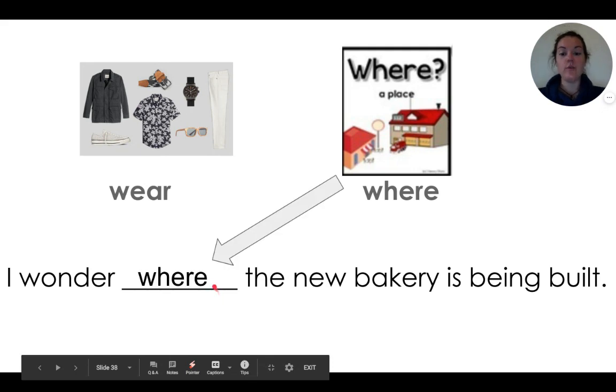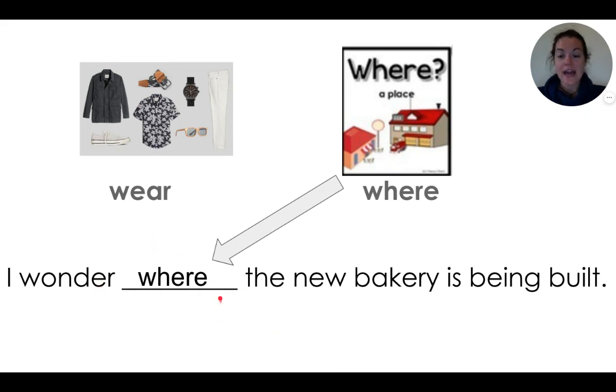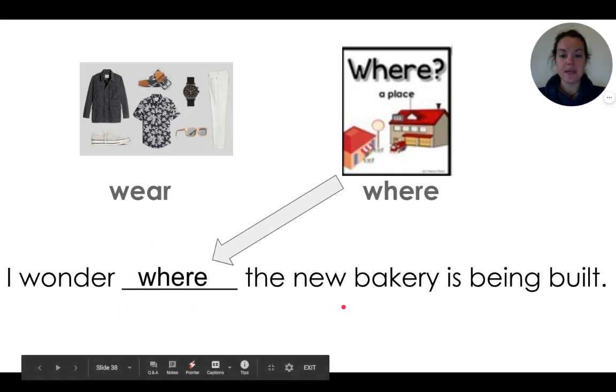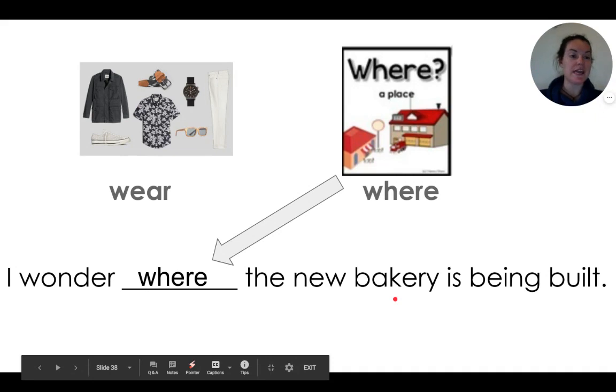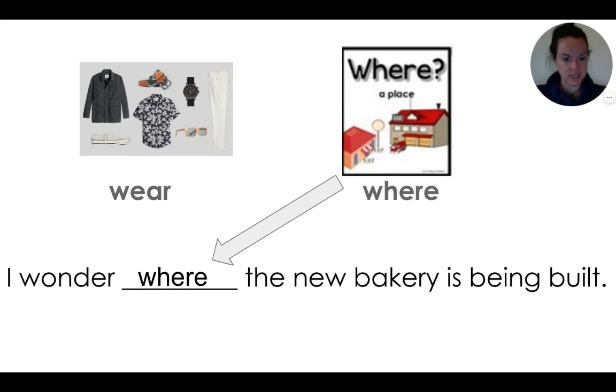All right, if you wrote the location where, as in W-H-E-R-E, you are correct. I know that it's a location because it talks about a bakery. And a bakery is a place that you go to eat some pastries and food. So it's a location. It's not talking about getting clothes.